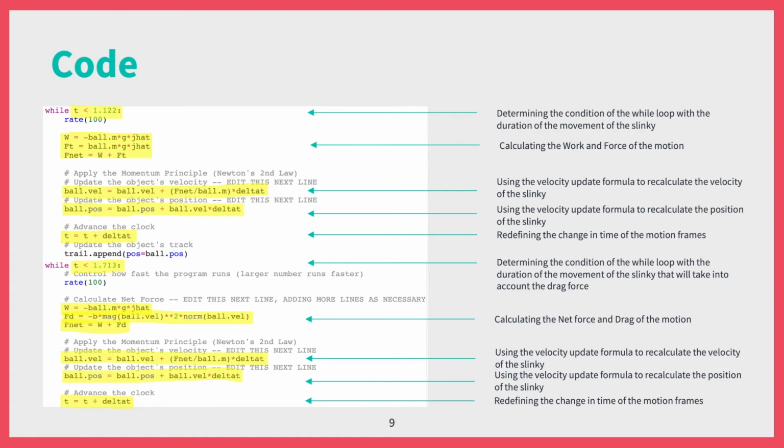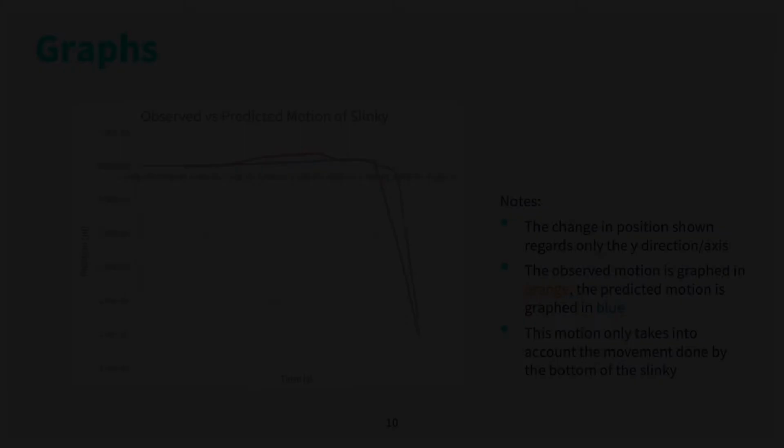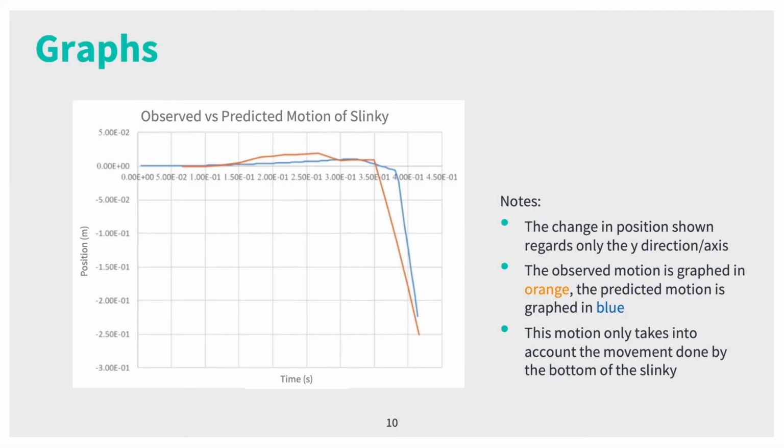This graph shows the observed and predicted motion of the bottom of the slinky shown in the video, taking only into account the forces in the y direction. We can see that at the beginning of the graph, both motions behave to a certain extent similarly until about 3/4 of the motion, where we can see both motions plummeting. This happens because the top of the slinky has finally caught up or aligned with the bottom of the slinky and begins to fall at a rate similar to the force of gravity.